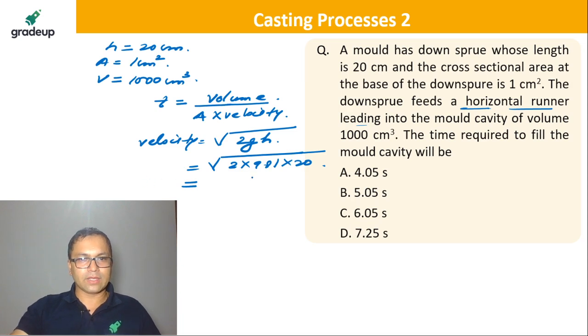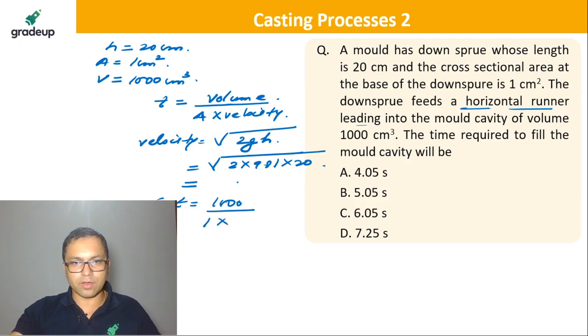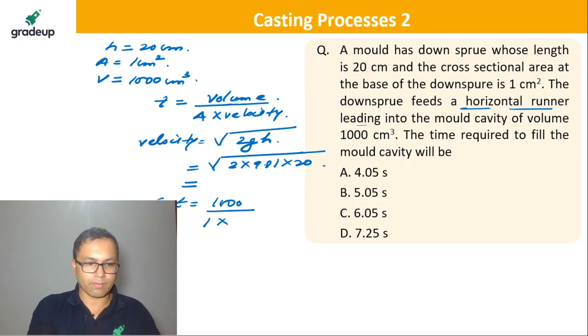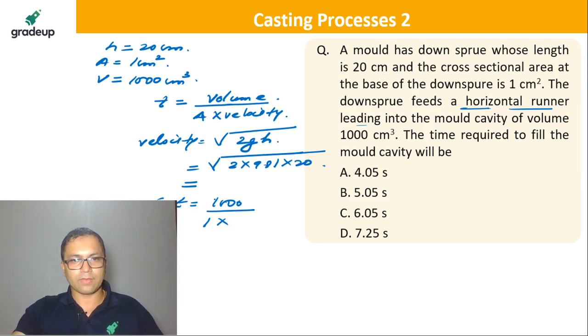Chalo. So this is the velocity that you need to calculate, okay? Now, so the time here is, volume is given to you something like this. So 1000 centimeter cube, okay, upon area is given to you 1 into velocity. How much are you getting this velocity? 2 into 981 into 20. So how much is it? So root of answer is 198.09. Right, so 198.09. This is centimeter per second, right?